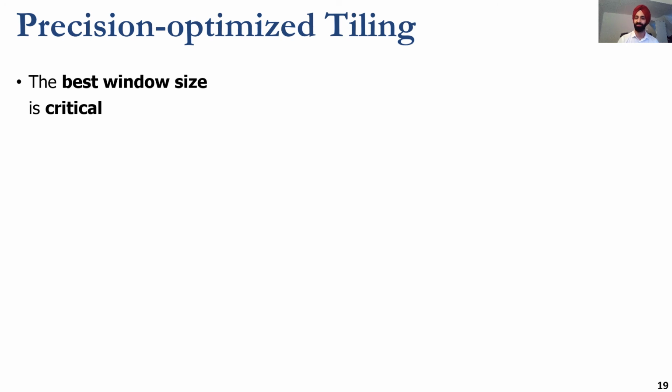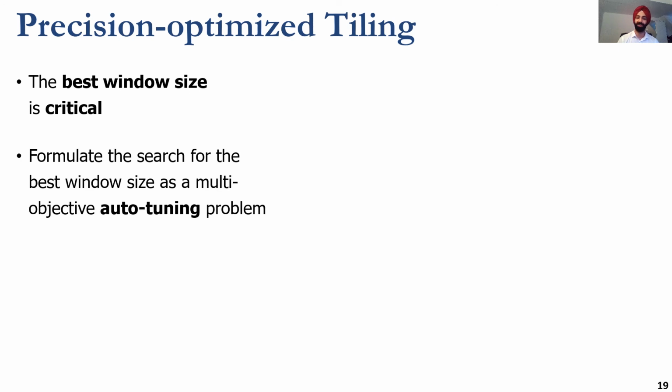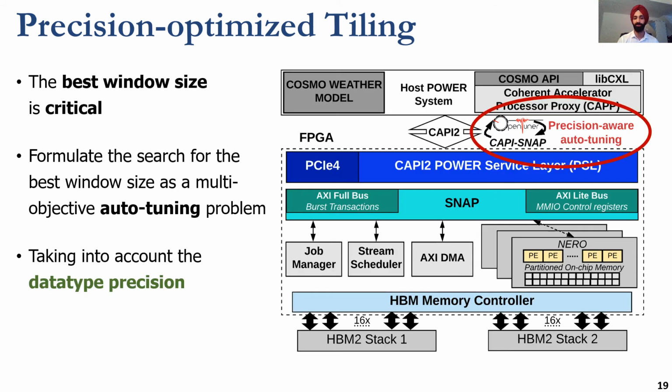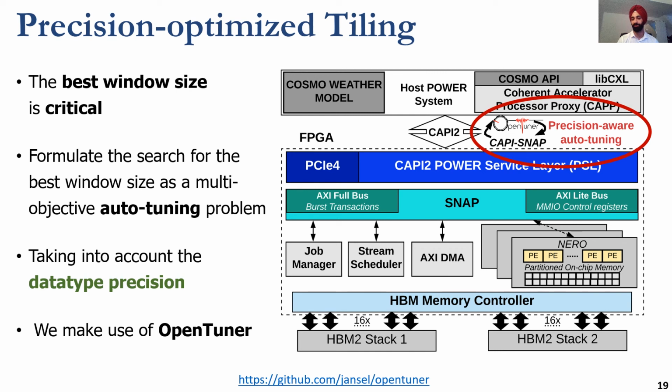However, most FPGA developers manually optimize for the right window size and often adapt the design to use homogeneous tile sizes. However, manual optimization is tedious because of the huge design space and it requires expert guidance. Therefore, instead of pruning the design space manually, we formulate the search for the best window size as a multi-objective auto-tuning problem, taking into account data type precision. We make use of OpenTuner, which uses machine learning techniques to guide the design space exploration.